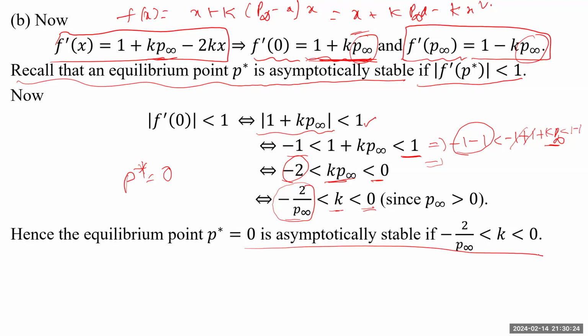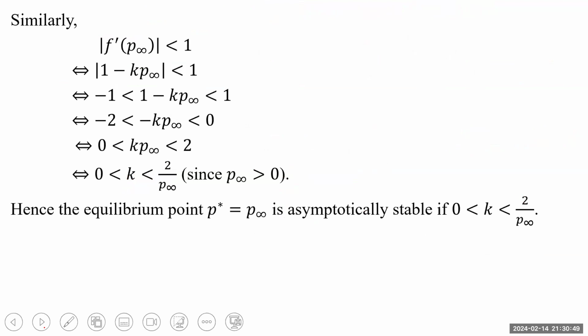Right? So then the other equilibrium point, that is p infinity, f dash of p infinity is 1 minus k p infinity. So under what condition on the values of k is the system asymptotically stable? See here, if f dash of p infinity is less than 1, we know that the system is stable for this equilibrium point. So f dash of p infinity is 1 minus k p infinity, that is less than 1.